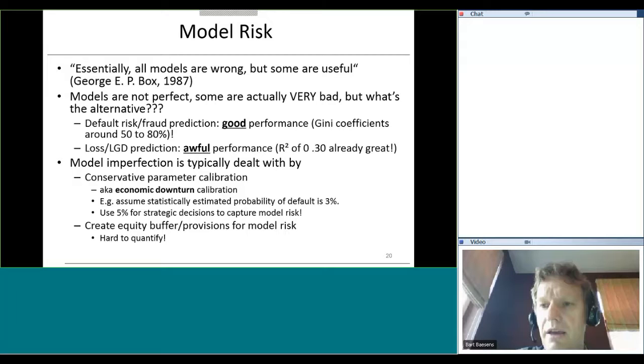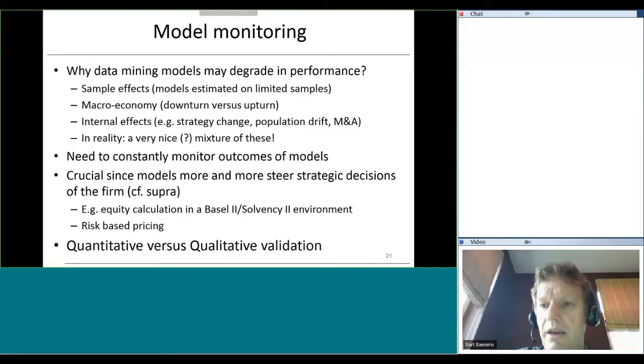Very important in this conservative parameter calibration is, of course, how conservative should one be? Because at the end, we can put everybody's LGD to 100% and then we're extremely conservative. But this is going to weigh pretty hard on our return on equity measures. So that's also not something that we want. So you have to carefully decide upon the margin of conservatism that you want to adopt there. This is all part of model risk. It's basically to deal with the problem that models are often not perfect.